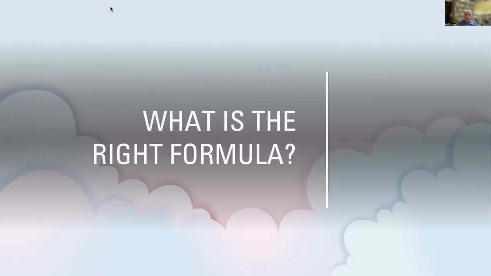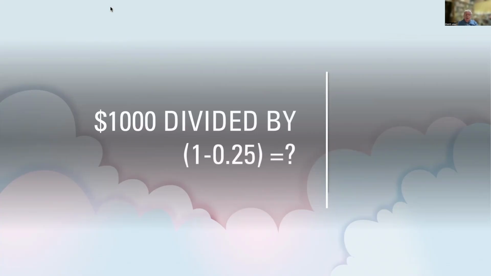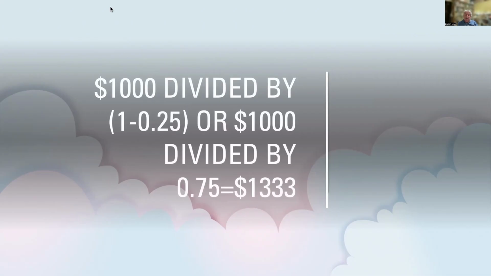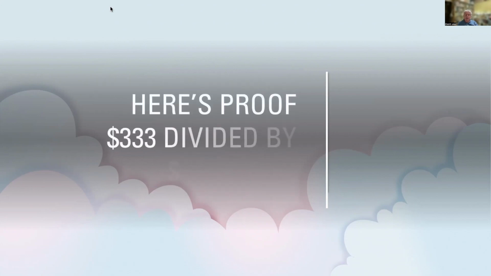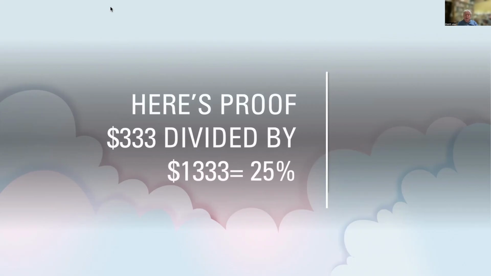So what is the right formula? Well, let's look at that same $1,000. Instead of multiplying, we're going to divide. 1,000 divided by 1 minus 0.25, or 25%. So it looks like this: 1,000 divided by 0.75 equals $1,333. So let's look at the proof of that. 333 divided by 1,333 is 25%. That is a true 25% profit.